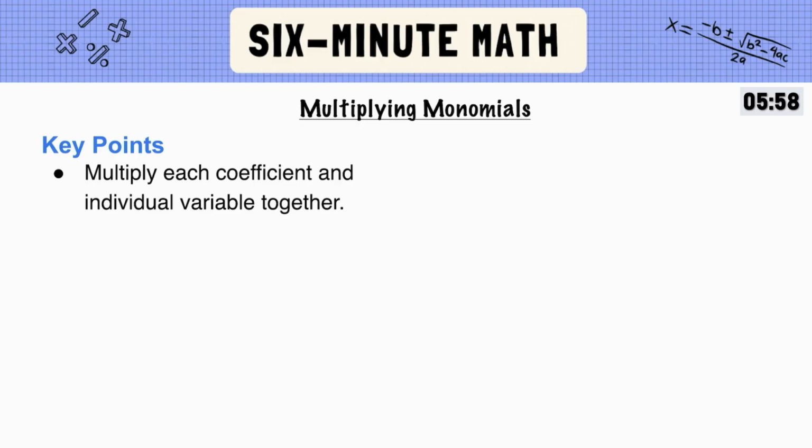Our key point when we are multiplying monomials is to keep it pretty simple. We are just going to multiply each coefficient and individual variable together. Let's first look at why this works.